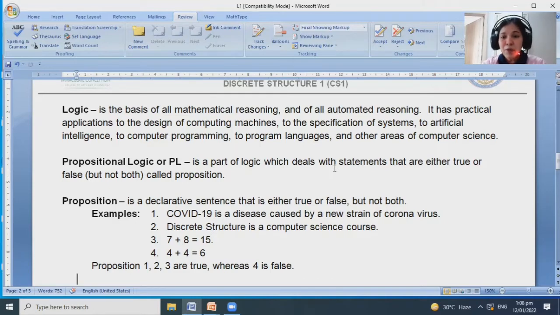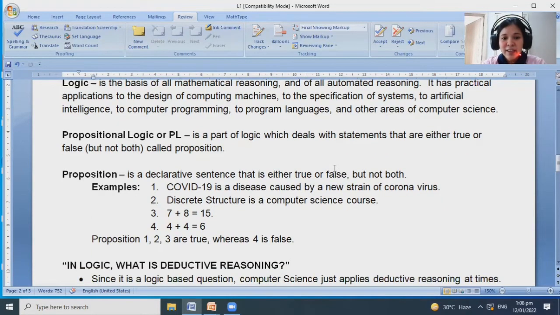Examples. Number 1, COVID-19 is a disease caused by a strain of coronavirus. Number 2, discrete structure is a computer science course. Number 3, it can also be a mathematical sentence. 7 plus 8 equals 15. 4 plus 4 equals 6. Among these 4 examples, we can say that 1, 2, and 3 are true, whereas 4 is false. Though, all these 4 examples are propositions.